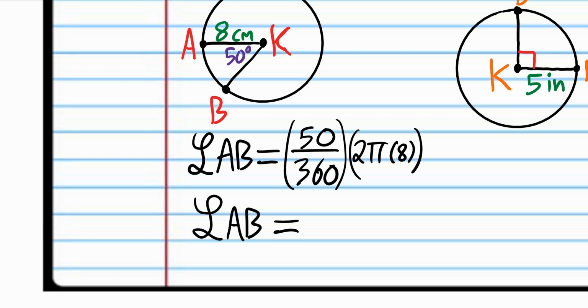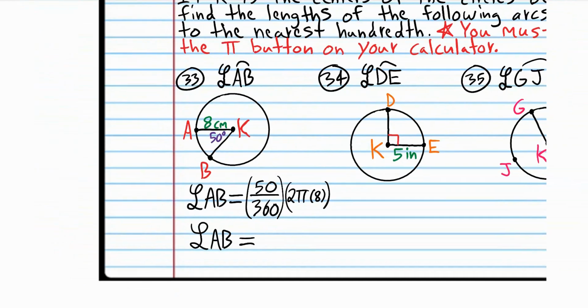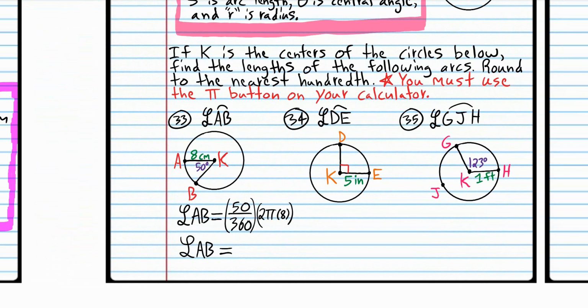And that gives us, if we round to the nearest hundredth, it tells us here round to the nearest hundredth, 6.98 centimeters. And we cannot write equal to, we have to write approximately equal to because we're rounding off. And that is the answer, that's the arc length. So you can see that's pretty easy.